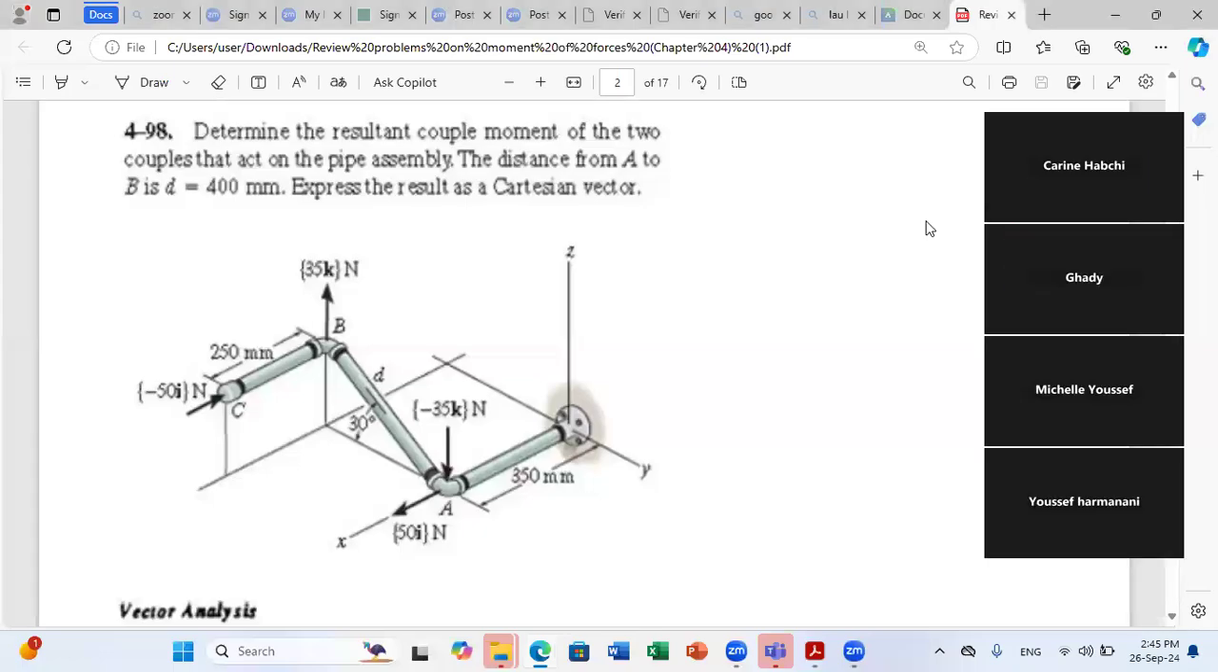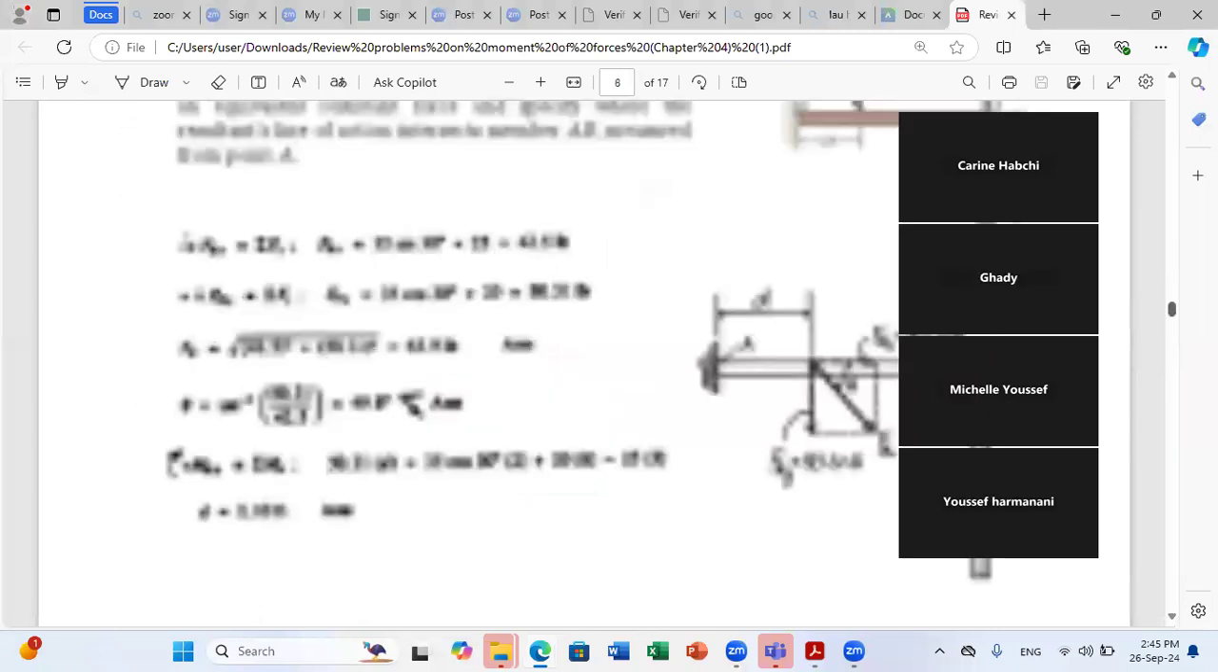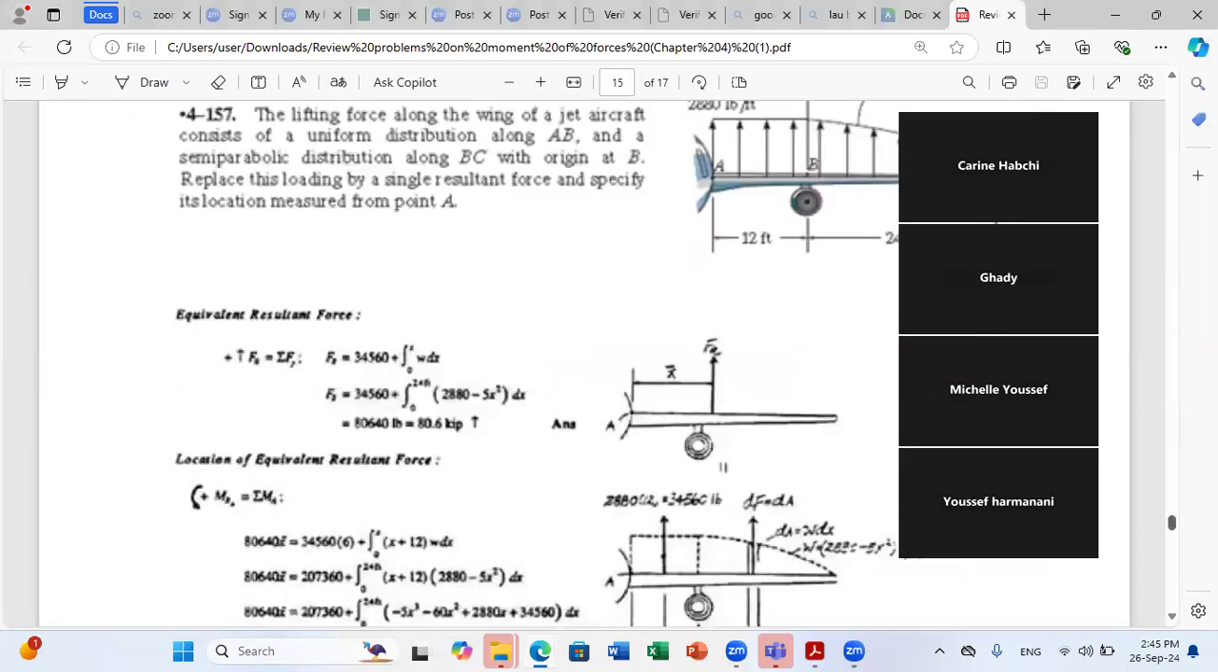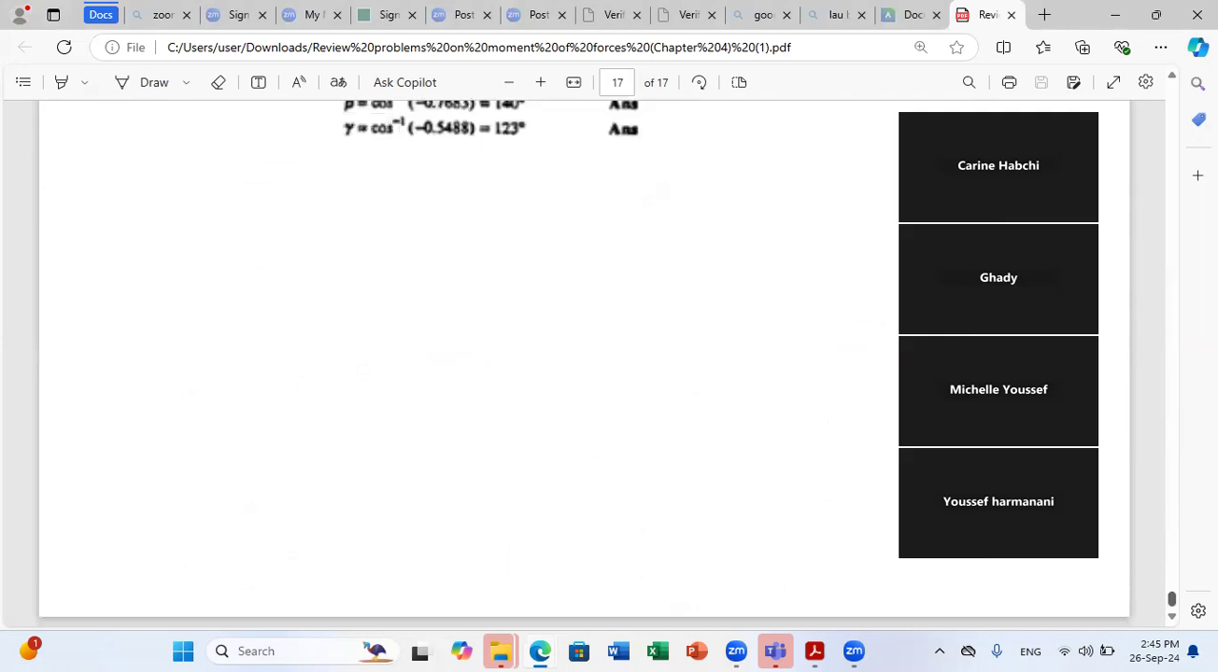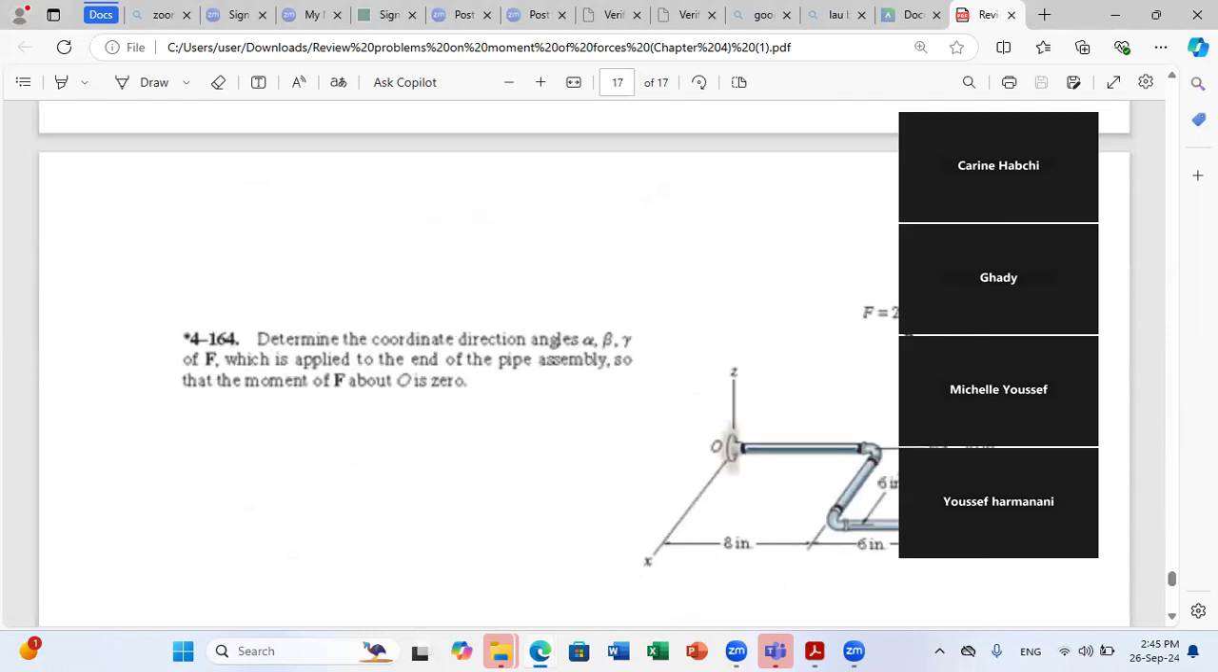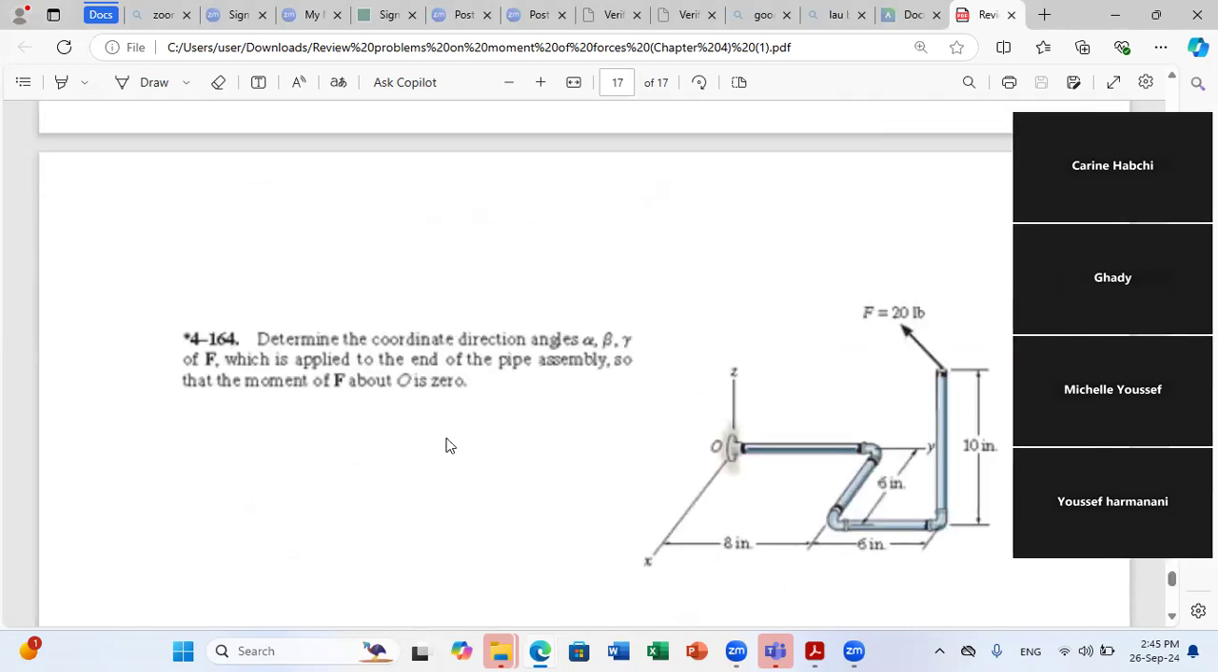Okay, and the last problem related, as we said, to this part of chapter 4 is this one. The question is to determine what are the coordinate direction angles alpha, beta, and gamma of F, which is applied to the end of the pipe, so that the moment of F about O is 0.